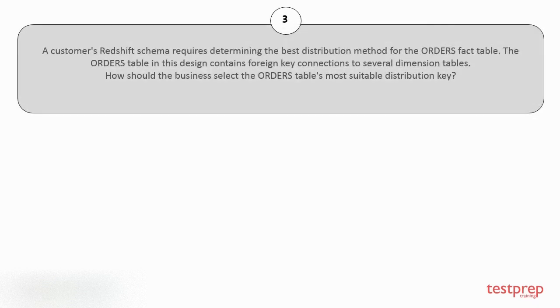Number 3. A customer's Redshift schema requires determining the best distribution method for the orders fact table. The orders table in this design contains foreign key connections to several dimension tables. How should the business select the orders table's most suitable distribution key?